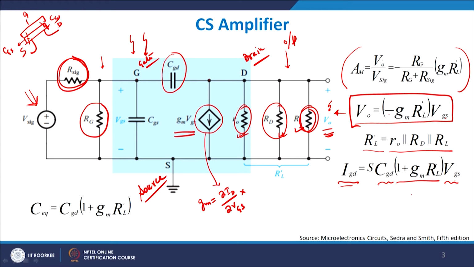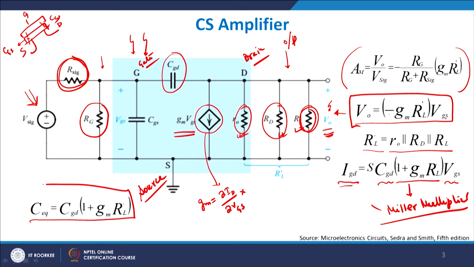This is what is known as the Miller multiplier factor. It means that your C equivalent is nothing but CGD multiplied by 1 plus GM times RL prime. This is quite an interesting phenomenon: the gate to drain capacitance appears on the output side as an increased value of capacitance, by how much? 1 plus GM times RL prime.